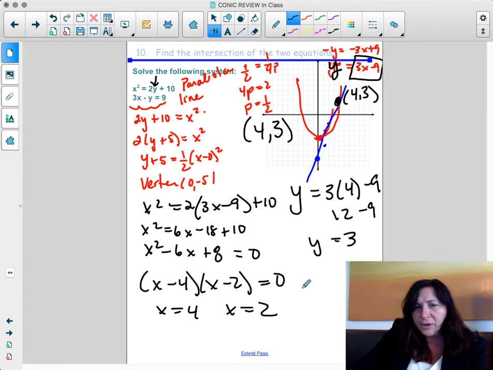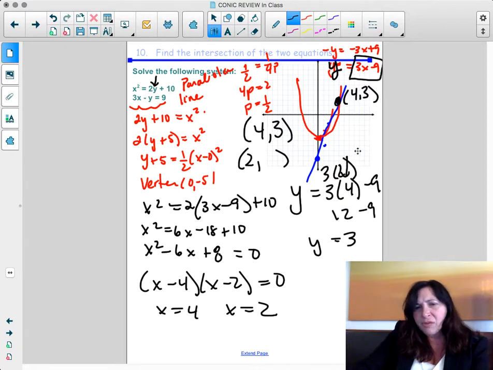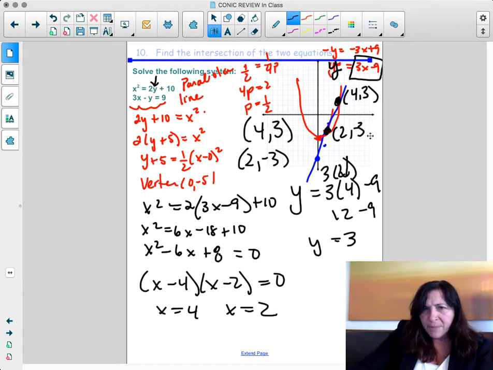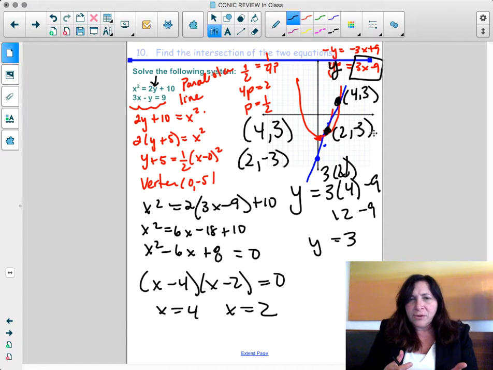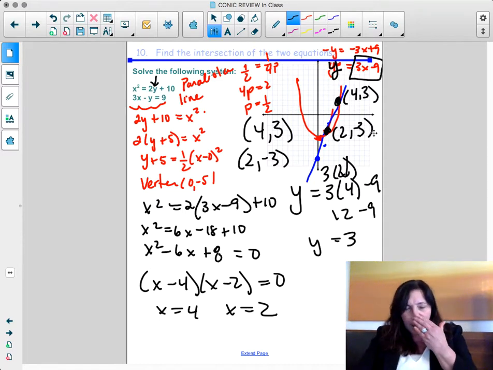My other intersection point is going to happen with x equal to 2. Now I got to plug that in. So if I plug in 2 here, 3 times 2 is 6. 6 minus 9 is negative 3. So at 2, negative 3, I have another intersection point. And so that's how you find your intersection points, by graphing and proving it algebraically.